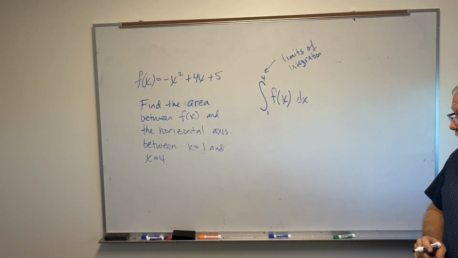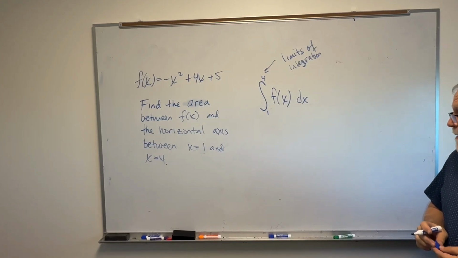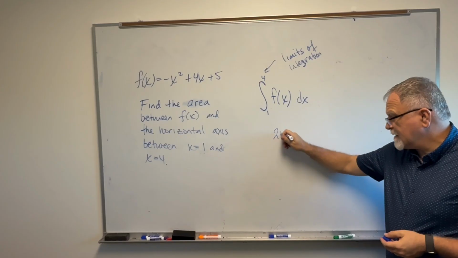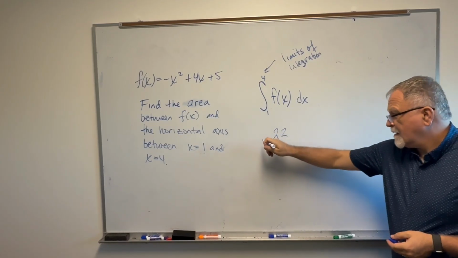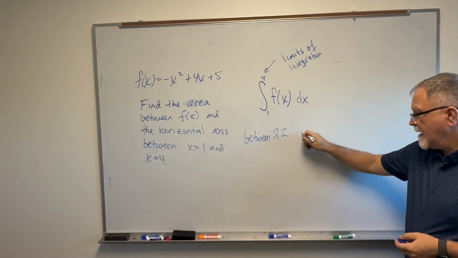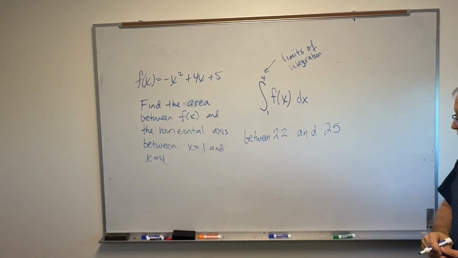So what is that area? We'll be getting to that later on in terms of the techniques by which we can figure out what that exact area is. Remember, our estimate with our left and right-hand sums was somewhere between 22 and 25 for the area.